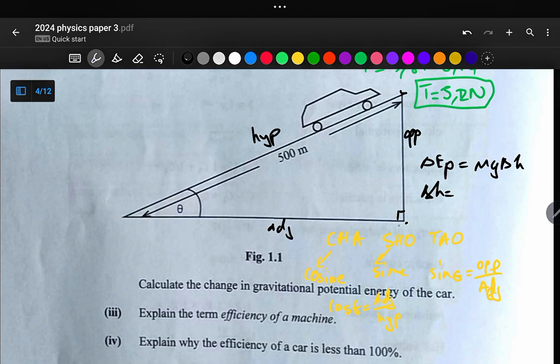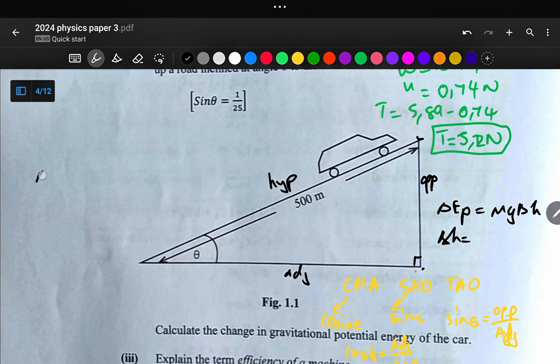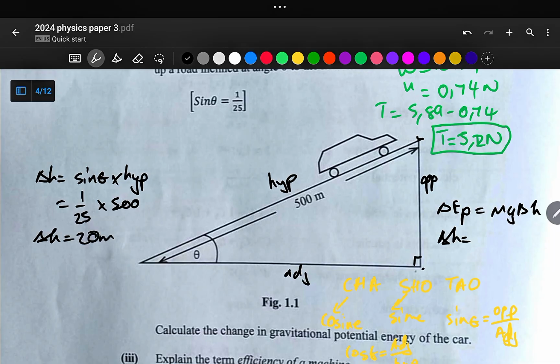So we can now say opposite, or the change in height, is equal to sine theta multiplied by hypotenuse, okay? So our sine theta is equal to 1 over 25, and our hypotenuse is equal to 500. So the change in height is 500 times 1 over 25. So the change in height is equal to 20 meters. That is our change in height.